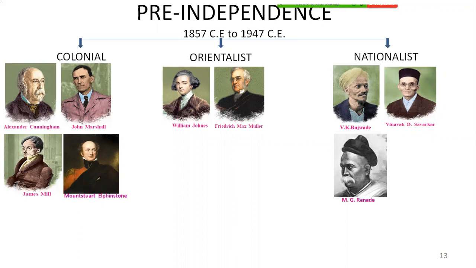The Orientalists who wrote about the history of India were again Europeans, but they wrote from a very different perspective. They had a lot of admiration and respect for Indian culture, ancient Indian languages, and also Indian knowledge. This can be seen in their writings. Examples of these are the works of Sir William Jones, who was the founder of the Asiatic Society in Kolkata, and Frederick Max Muller.